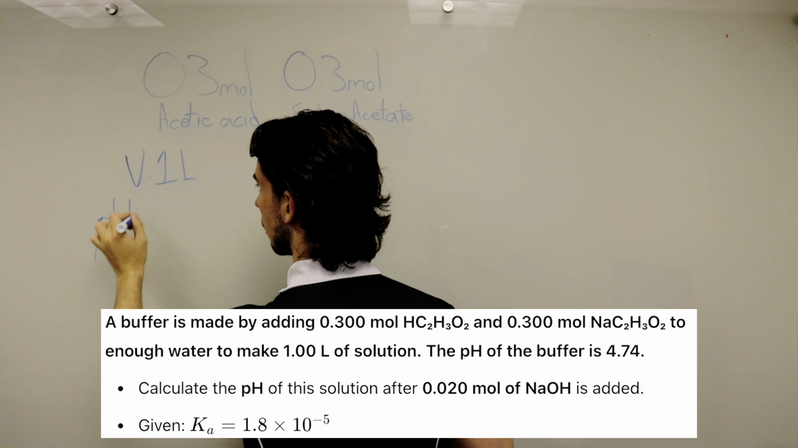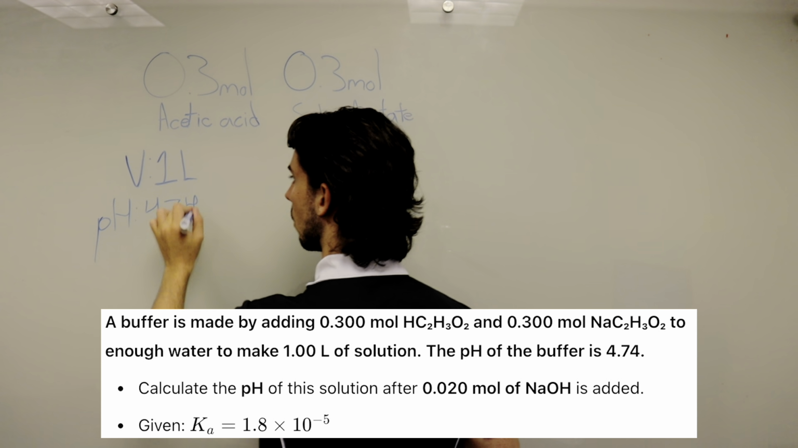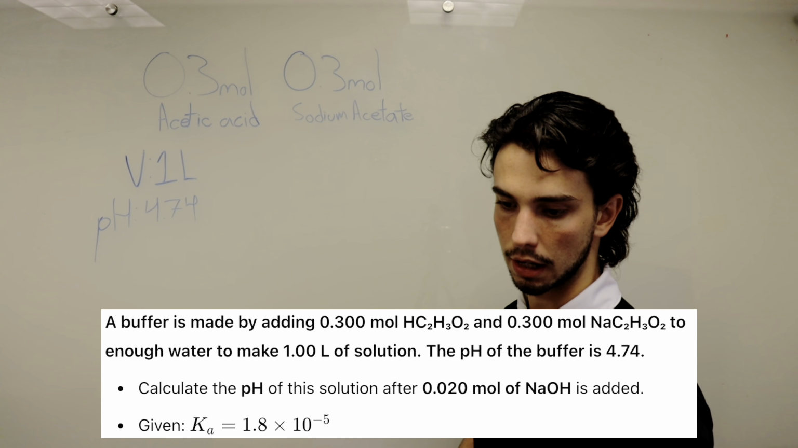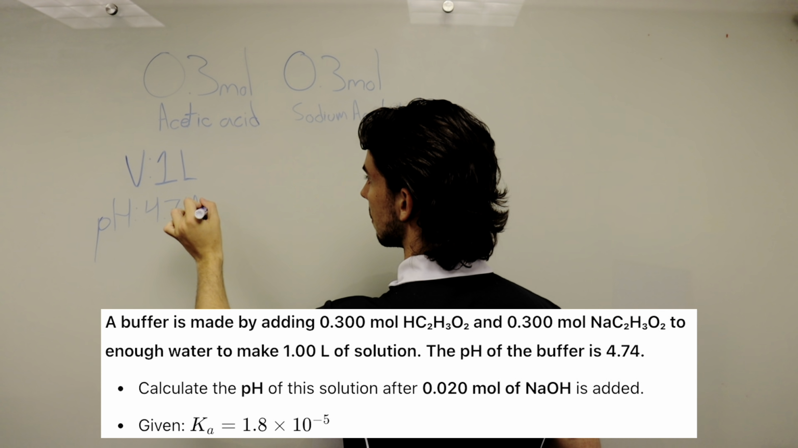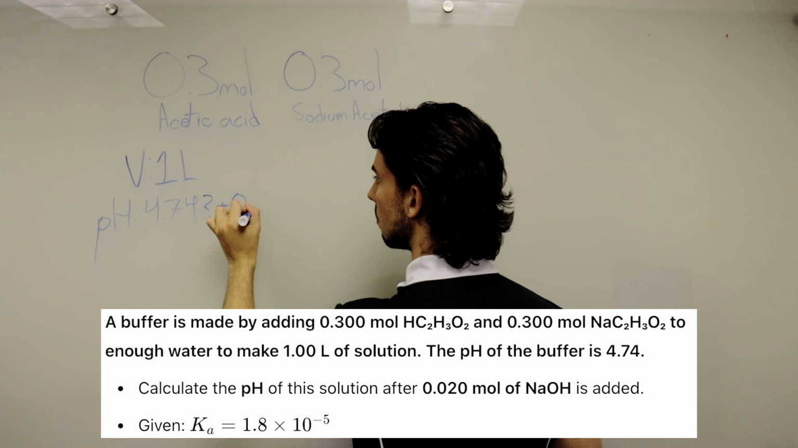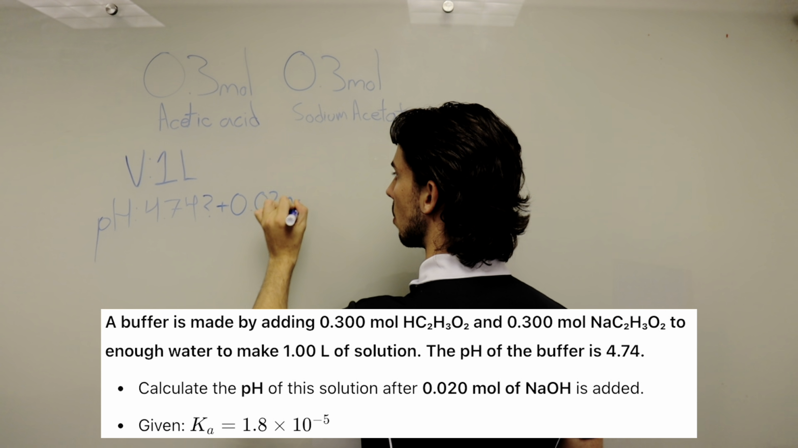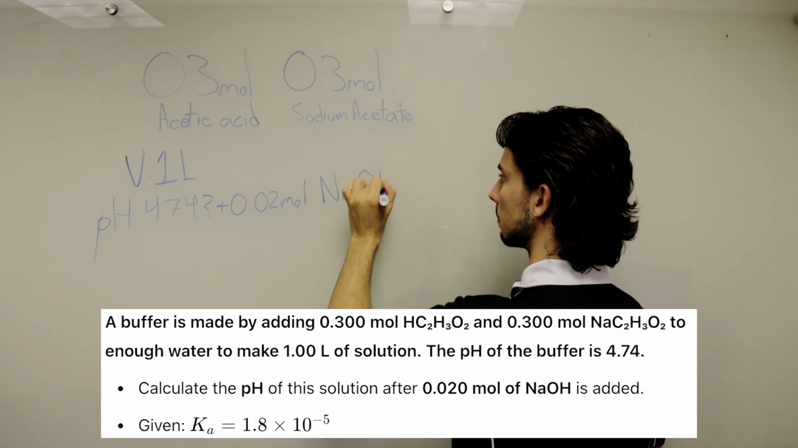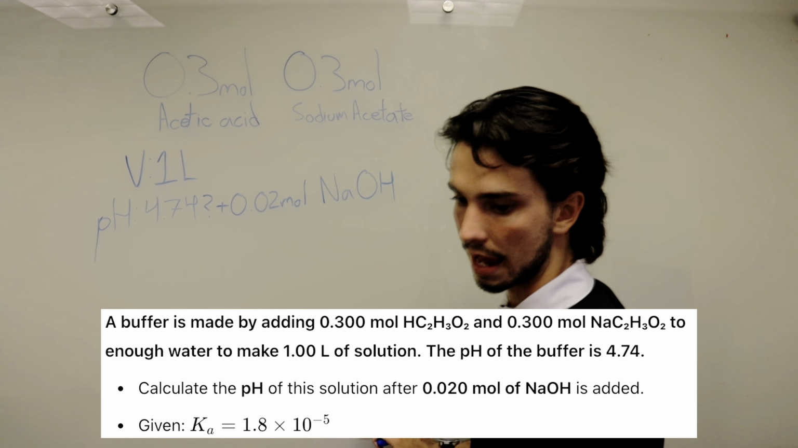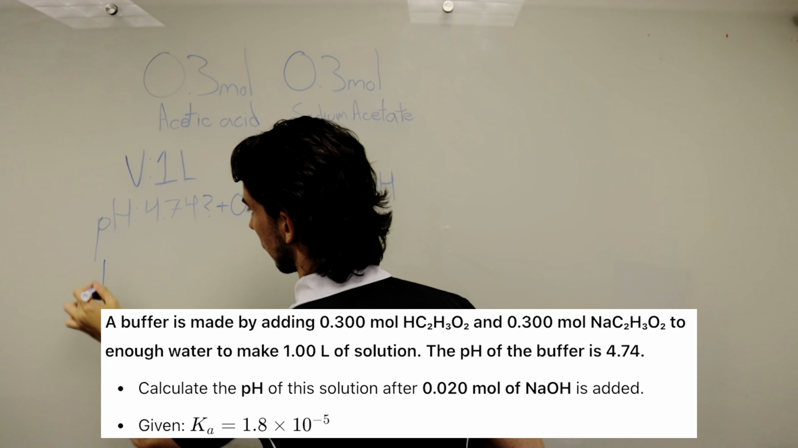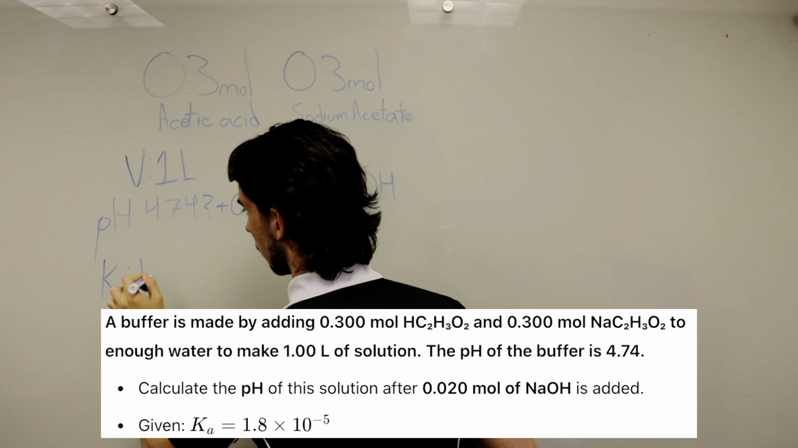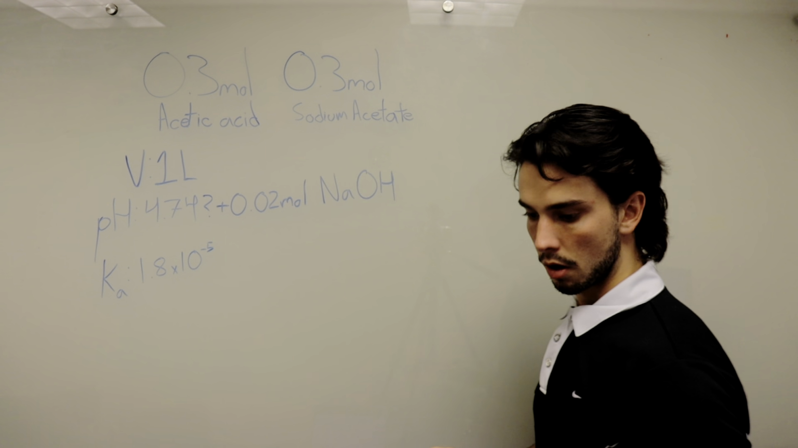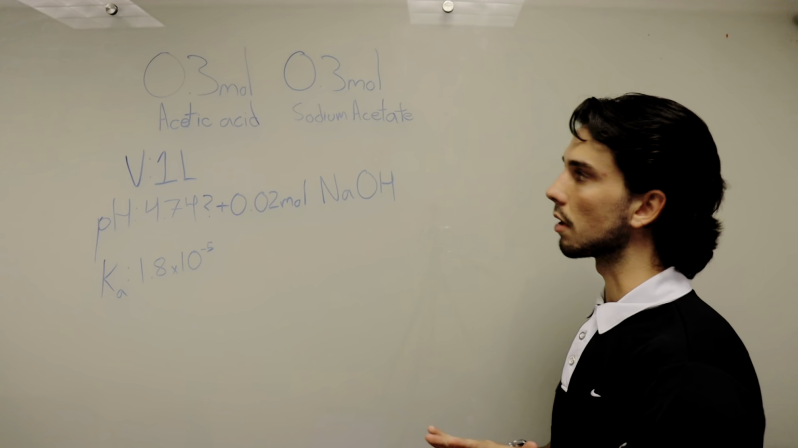Alright, pH is 4.74. So we want to know what happens to the pH of the solution if we add 0.02 moles of sodium hydroxide. And we're told that the Ka value is 1.8 times 10 to the negative fifth. Alright, so this is all the information that is given to us.